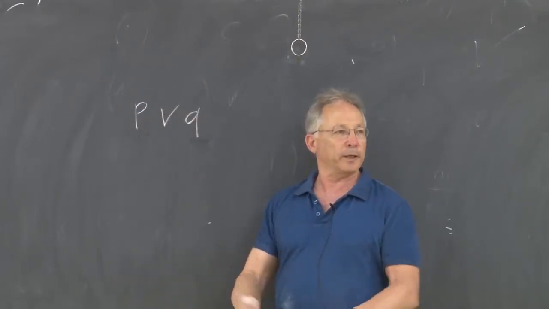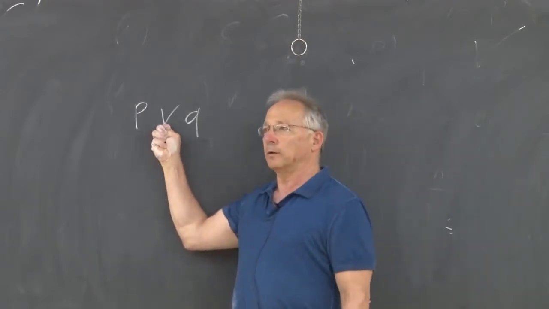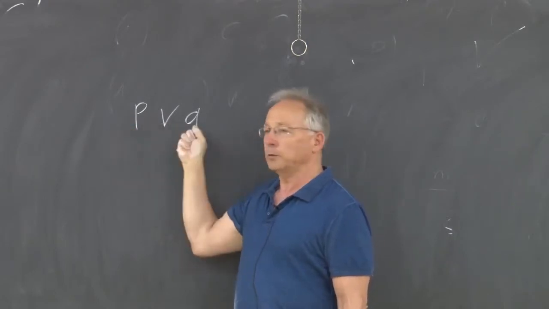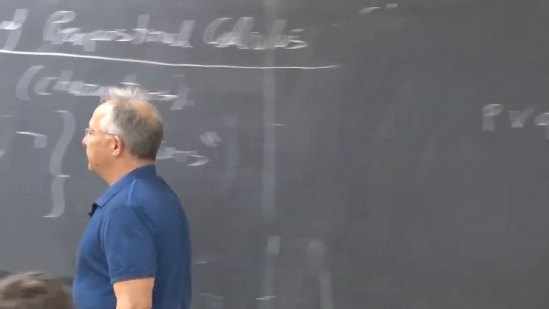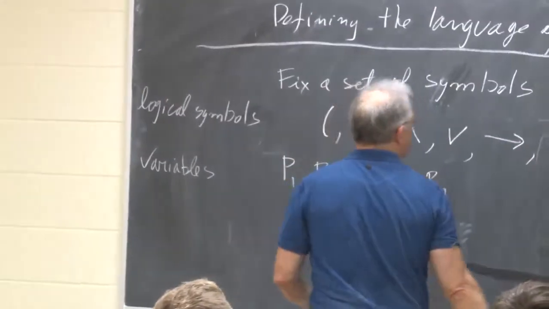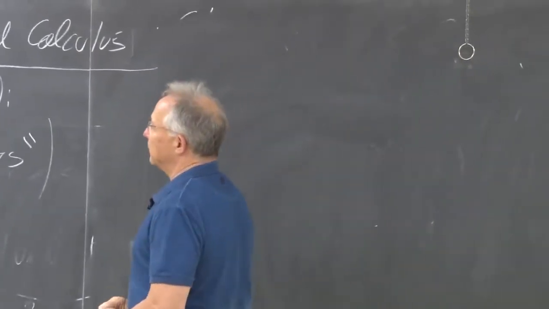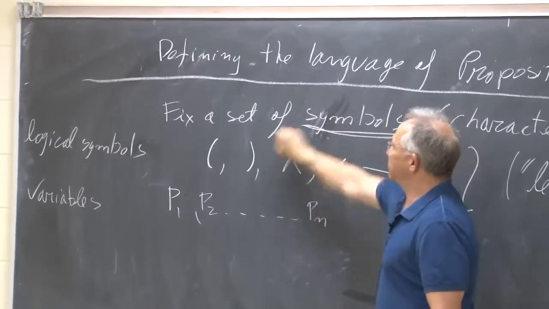And in different applications, we'll assign different meanings. But this will always mean "or." So I say this is a logical symbol. P and Q will be different things. So these are the letters of my language. Now, the first set is a set of symbols or characters.